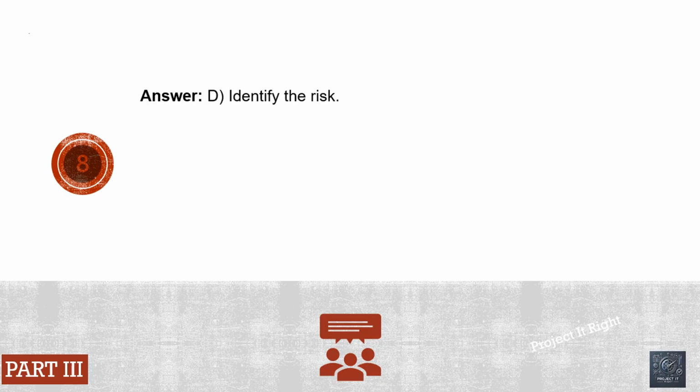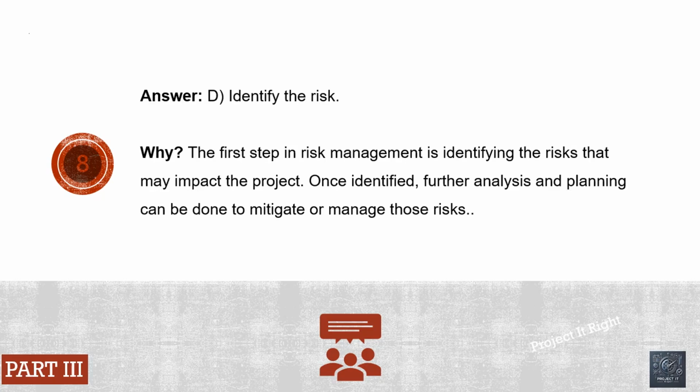The correct answer is D, to identify the risk. The first step in risk management is identifying the risks that may impact the project. Once identified, further analysis and planning can be done to mitigate or manage those risks.